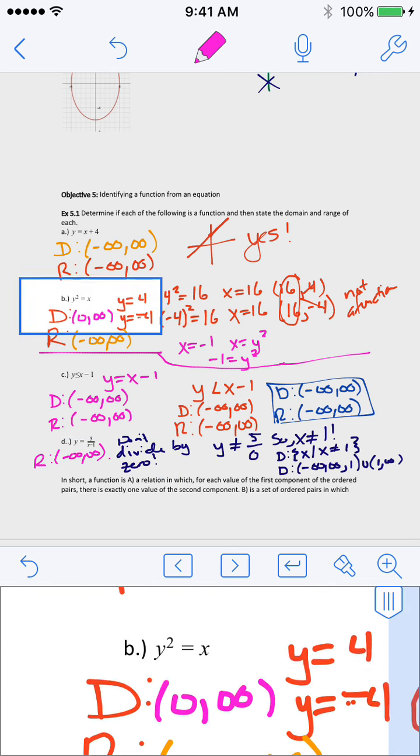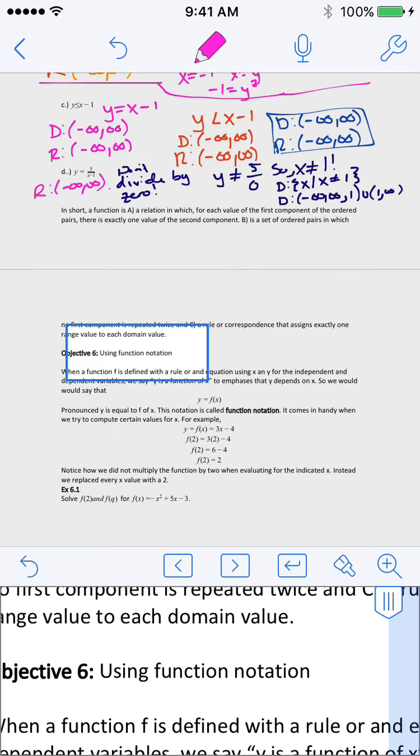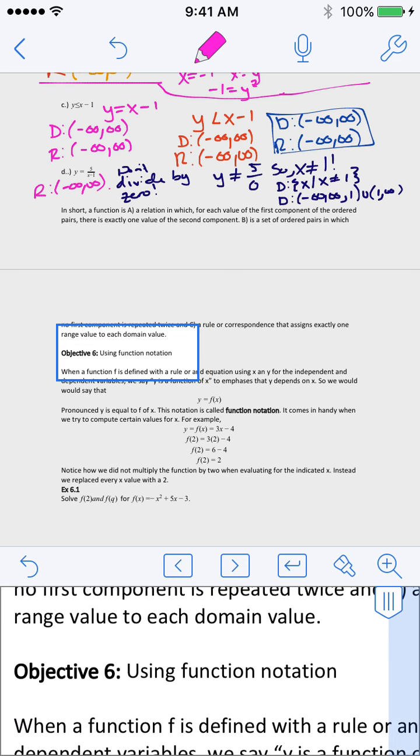This is one of the hardest parts of the chapter, so I really hope you guys pause now and talk about anything we talked about and make sure you get all your questions answered before we move on to using function notation.